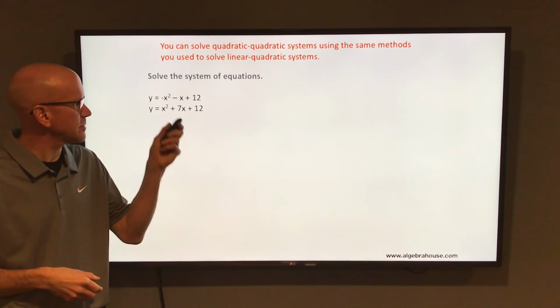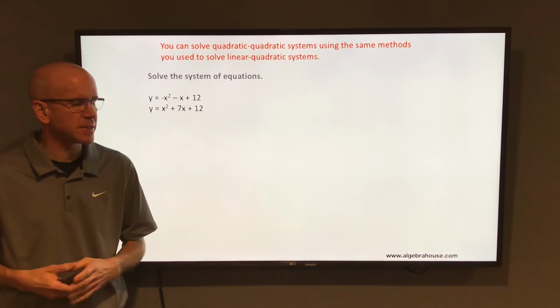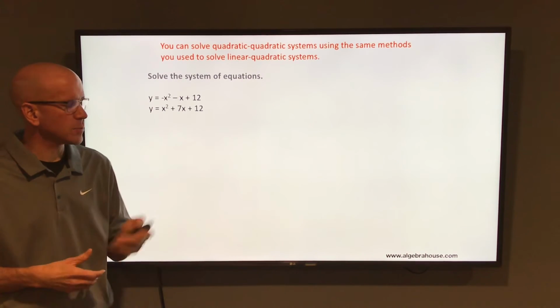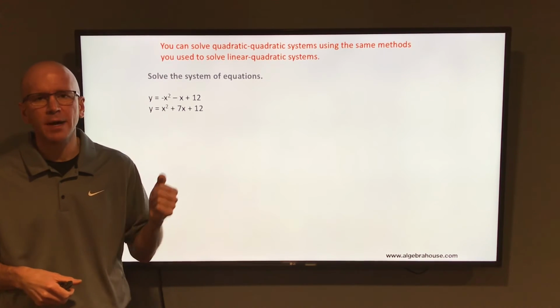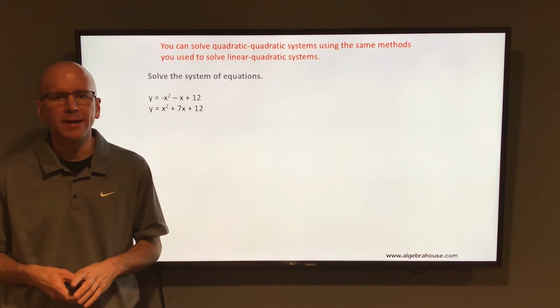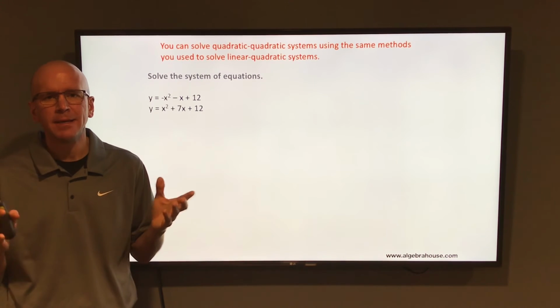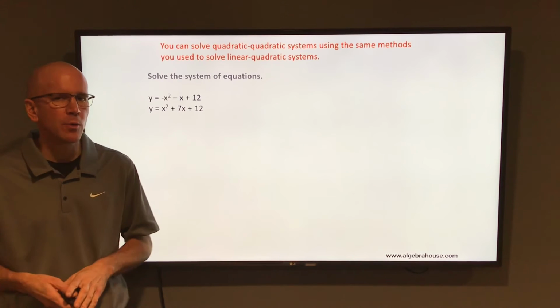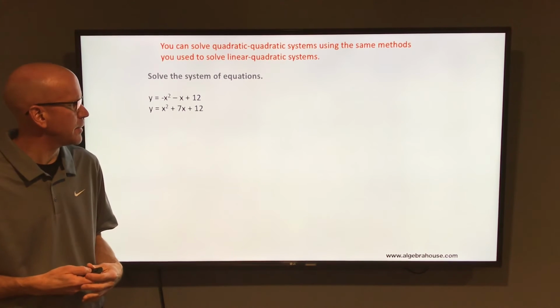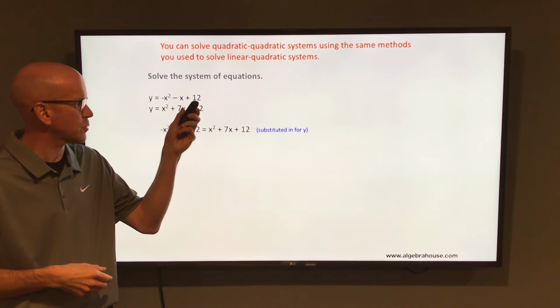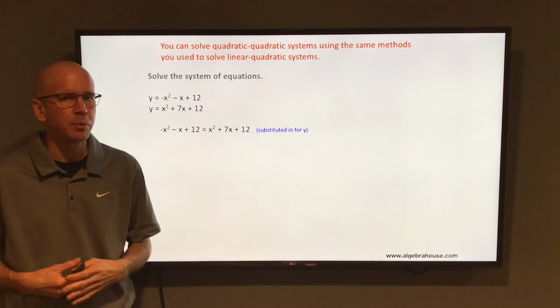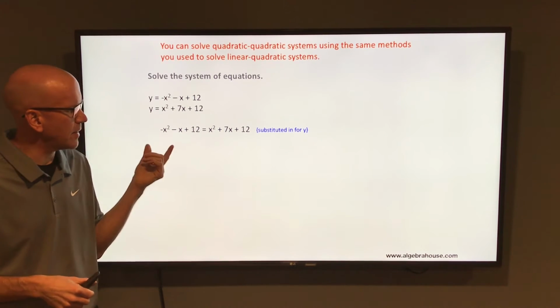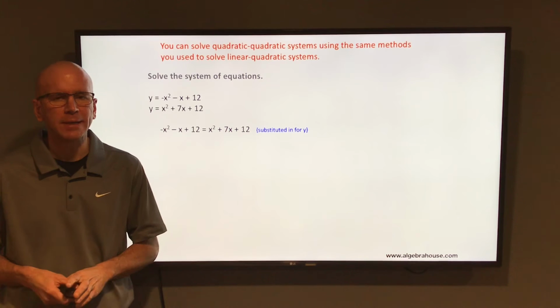So we're going to solve this system of equations: y equals negative x squared minus x plus 12, and y equals x squared plus 7x plus 12. So there you have two parabolas. We're going to find out where those two parabolas meet, if they do. Notice they're both equal to y, so set them equal to each other. Set negative x squared minus x plus 12 equal to x squared plus 7x plus 12. So there you have a quadratic equation that you can solve for x.